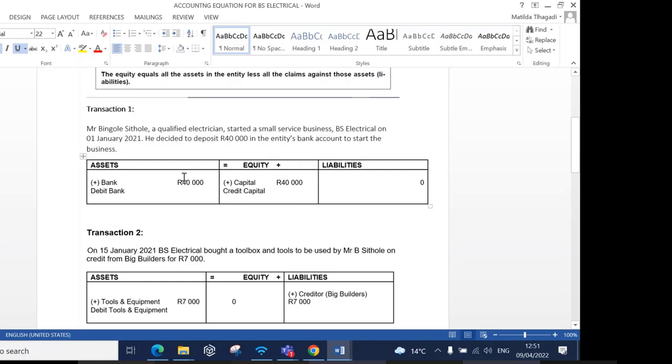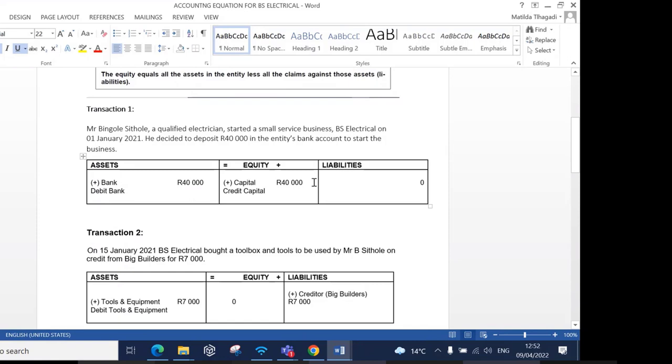Assets equals equity plus liabilities. Can you see that I'm saying plus 40,000 equals plus 40,000? Bank is an asset. When an asset increases, you debit. So I said plus 40,000 equals plus 40,000, and liabilities, there's nothing, it's zero. Can you see that my equation balances? So 40,000 equals 40,000 plus zero.